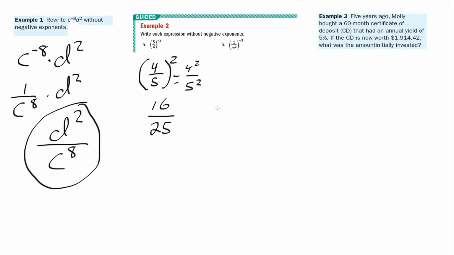Okay, for b, 1 over m squared to the negative 3 power, that would be m squared over 1 to the 3rd power. And now we have a power of a power, so that's 2 times 3, and 2 times 3 is 6, is equal to m to the 6 over 1. I don't need to write it. It's simply m to the 6th power.